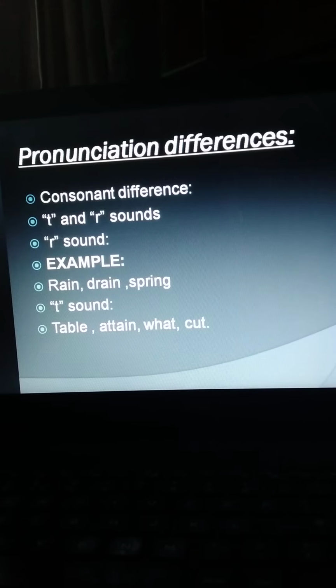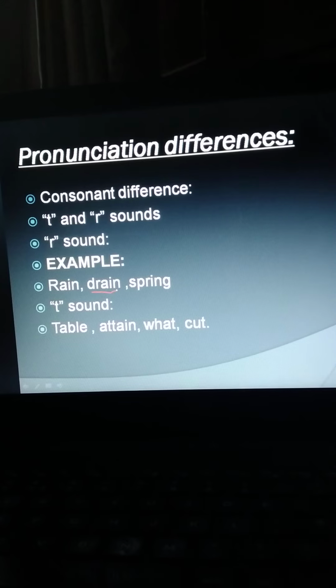Look at the examples here: rain, drain, and spring. Americans pronounce the R in rain one way, and British pronounce it another way. Americans pronounce drain one way, and British pronounce it differently. So these are the differences.